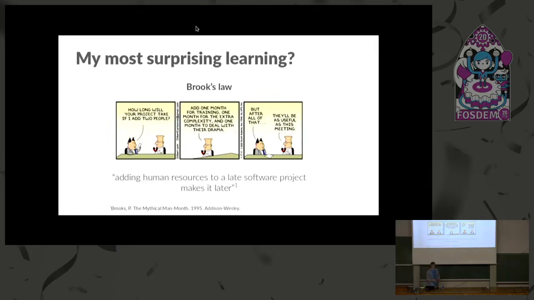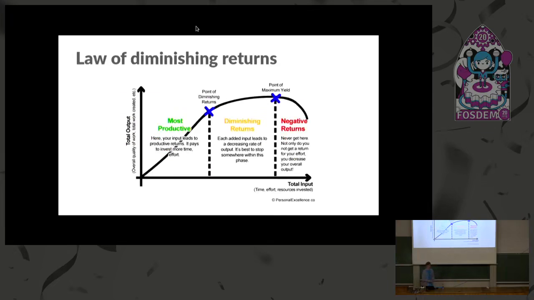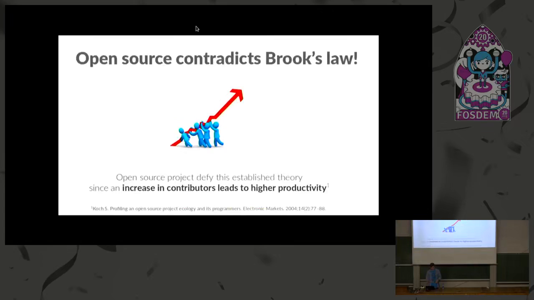There's a thing called Brooks' Law, and Brooks' Law says that adding human resources to a late software project will make it later. For the people that have worked in software companies, you might be able to relate to that. It has to do with the law of diminishing returns, where adding more bodies and resources to a project initially increases productivity. At some point you start plateauing, and then adding more people actually decreases productivity because the communication overhead just gets too big.